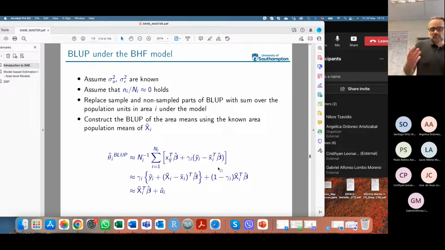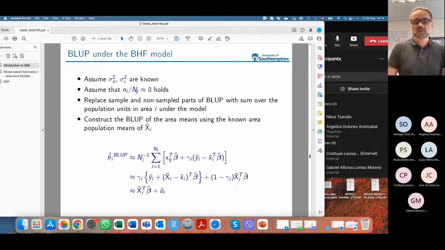So for the BLUP, at the moment you assume that sigma squared u and sigma squared epsilon are known. Okay, in reality you will have to estimate those parameters, and then that will take you to the empirical best linear unbiased predictor. You assume that they are known. The other thing that we do in order to simplify the expression a bit is that you assume that the sample size in area i relative to the population size in area i is very small. So normally you will have a very small sample size in a very big area.